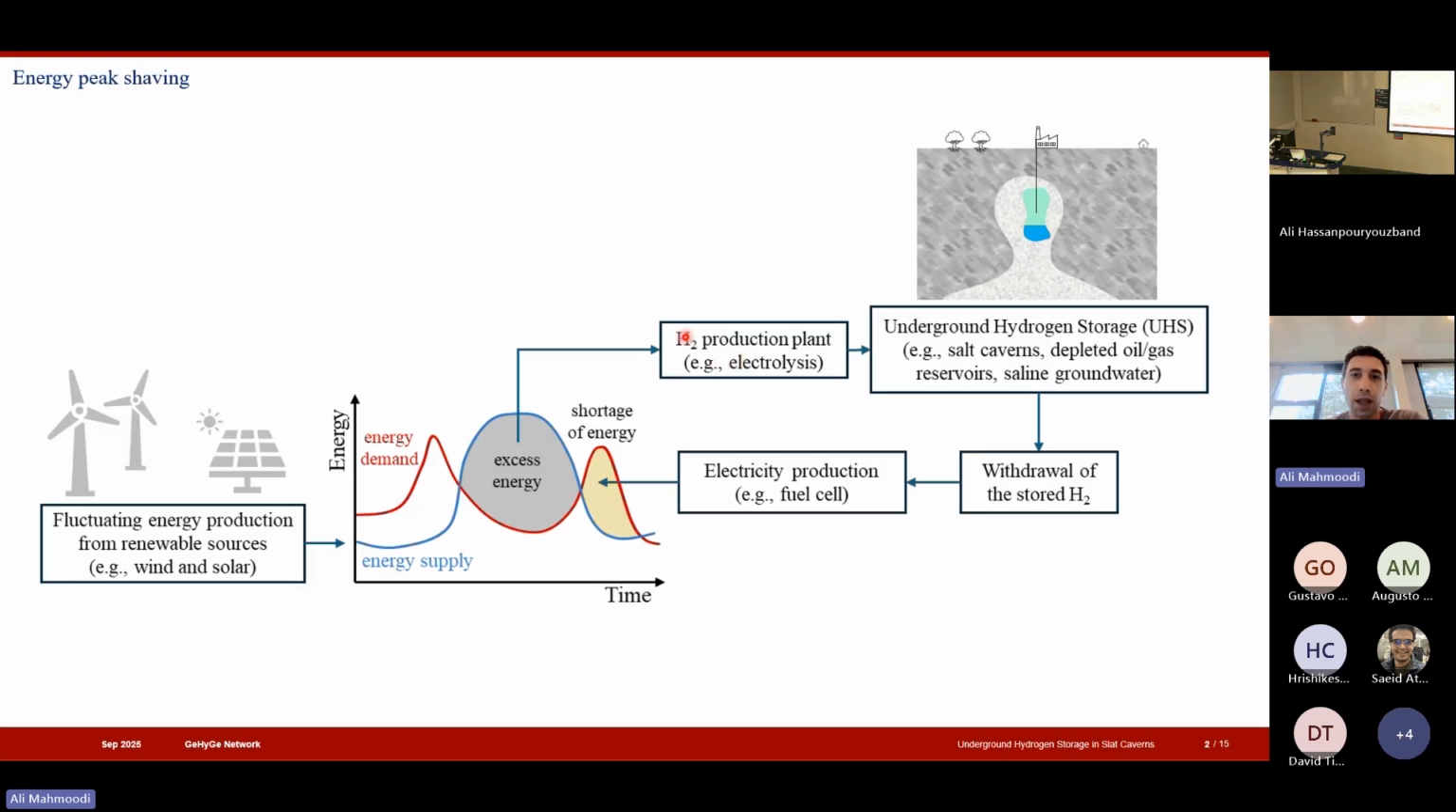Well, I think most of you already know why we use salt caverns for hydrogen storage, basically, in times of excess energy, usually from fluctuating energy sources like wind and solar. We need to store this energy, and hydrogen is a great energy carrier. And salt caverns is one of the options, probably the most technically advanced and the lowest risk option for underground large-scale hydrogen storage as an energy storage method.